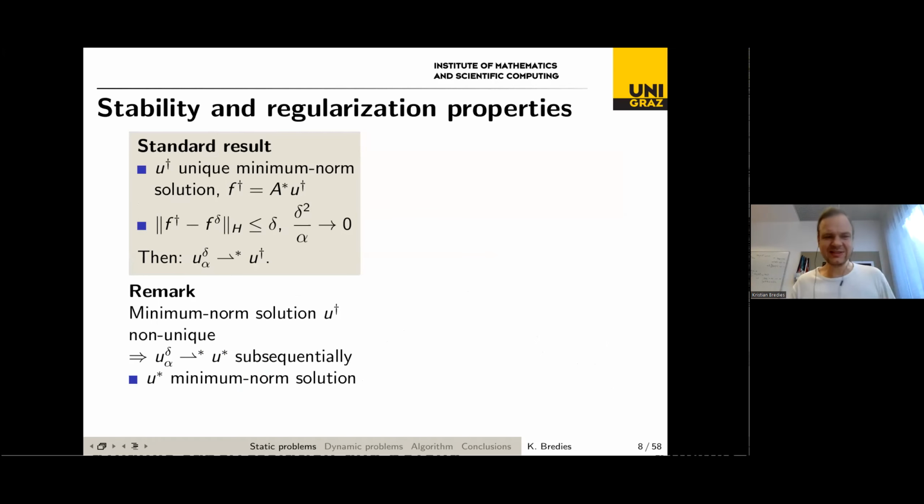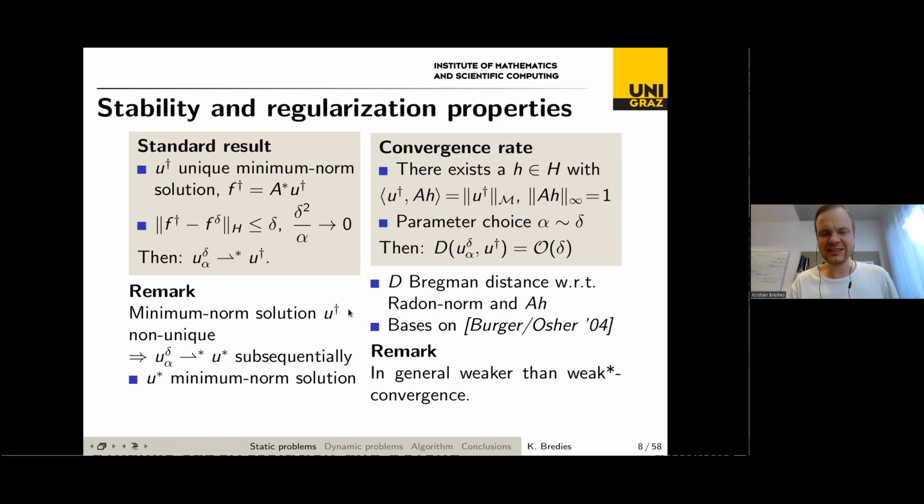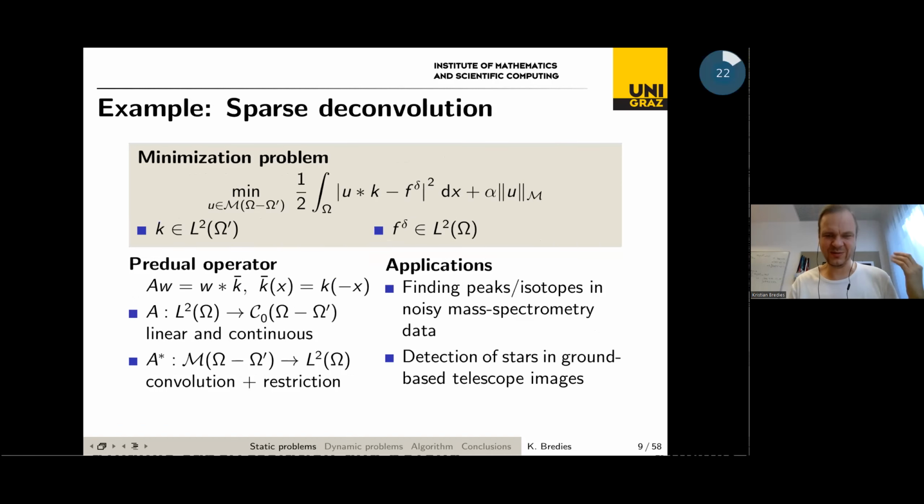Okay, and then if you consider this from the inverse problem perspective, of course you wish to know what happens if your noise goes to zero, because we're doing Tikhonov regularization. For instance, if your noise level goes to zero for varying data and you do a reasonable parameter choice, you get weak star subsequential convergence to a minimum norm solution. So this means that you actually have a regularizing property. And you can also get rates in terms of the Bregman distance of the Radon norm, which is somewhat weak, but of course you can also improve on this and get better approximation properties. But the minimum that one can expect is weak star convergence and convergence of the Bregman distance. And if you're a little bit better, you can get more results, of course.